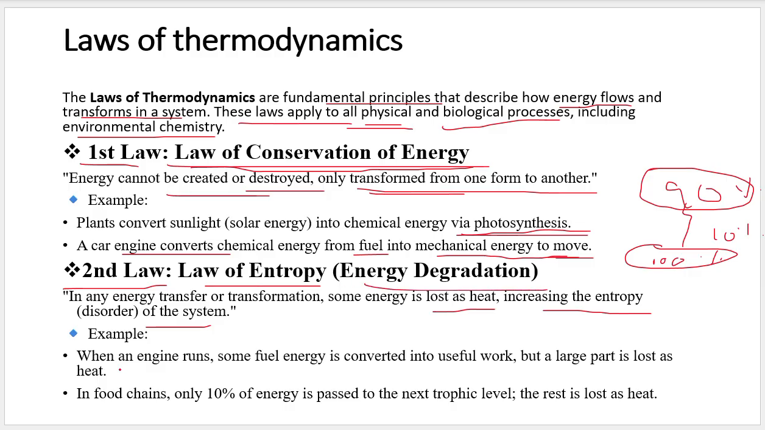For example, when an engine runs, some fuel energy is converted into useful work, but a large portion is lost as heat. So this is called the law of entropy. In the food chain also, at each trophic level only 10% of the energy is passed to the next trophic level, and the rest is lost as heat. In the next class, I'll explain the food chain, and I'll teach you this in detail. So just remember, the second law is the law of entropy, also called energy degradation.